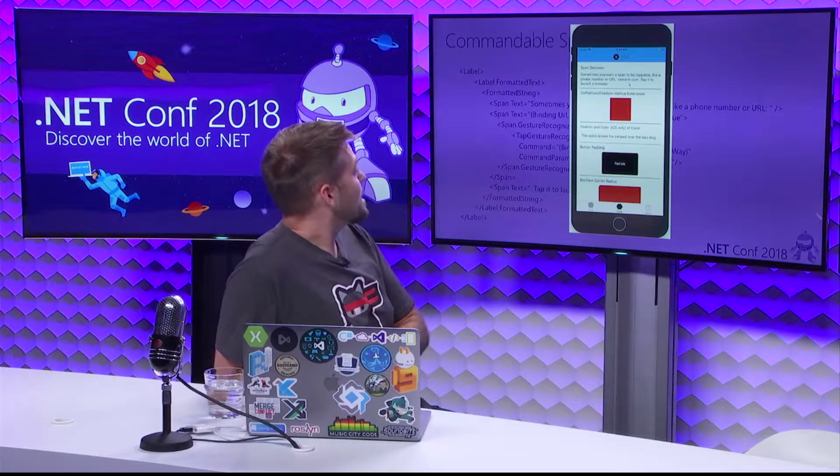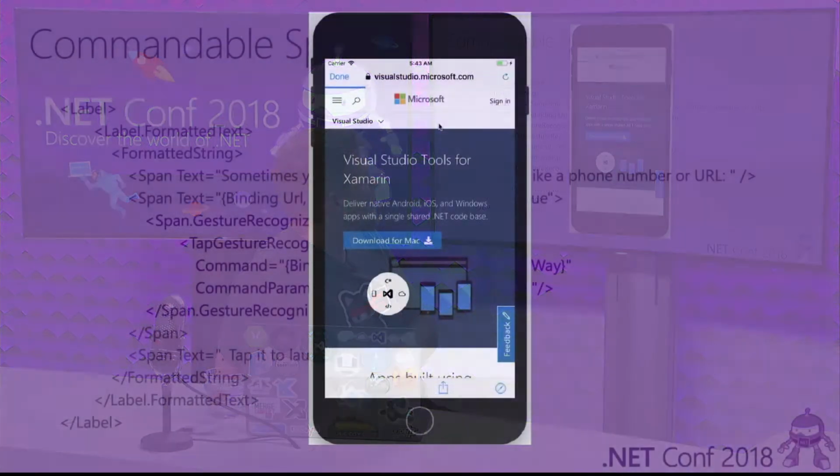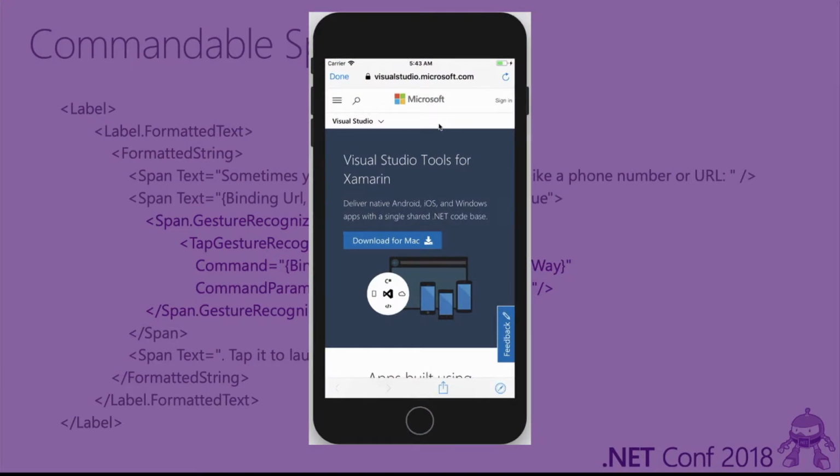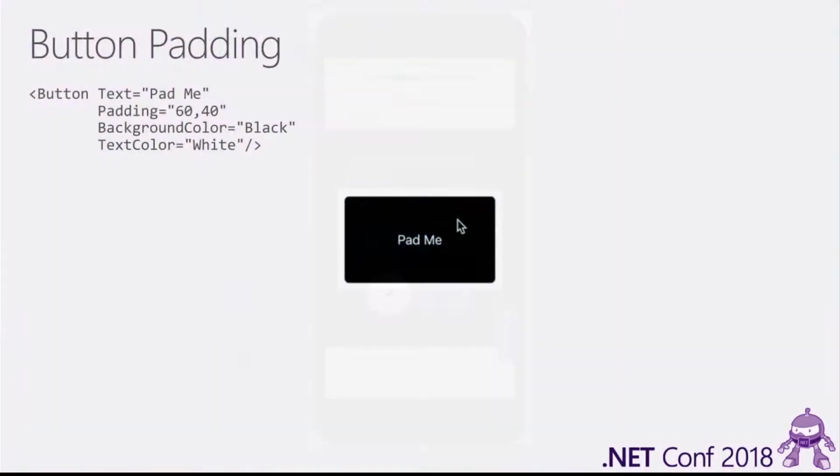Now, something that goes along really, really well with that is commandable span gestures. So you can add gestures onto the span itself, as you see here, and commands work great. And it's really as simple as that. And it's super useful. So here's a quick little recording of me clicking the Xamarin.com link, which now redirects to visualstudio.microsoft.com, which I'm okay with. It's okay. But we do miss the Xamarin.com. So use that. That's very cool.